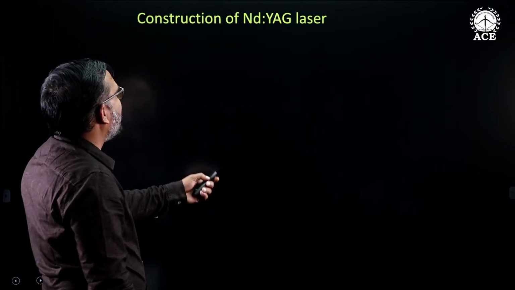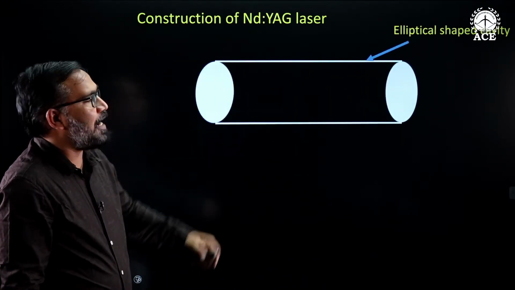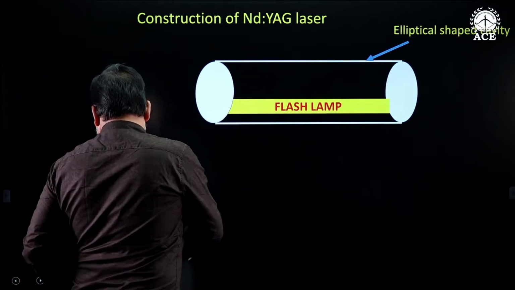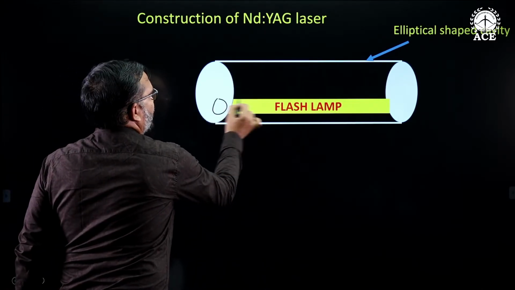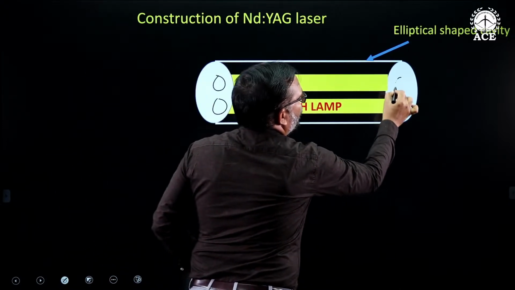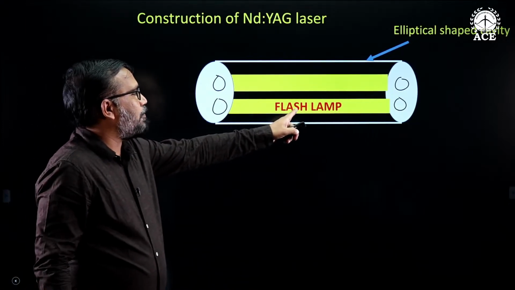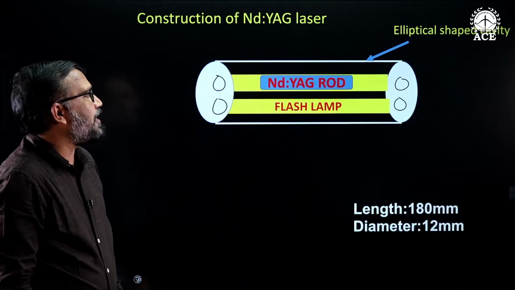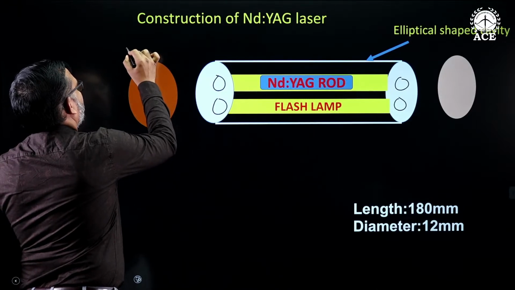See here, this is the animation that I have done. This is the elliptical shaped cavity. It has one focal length here and one more focal length here. I place a flash lamp in one focal length, and in the other focal length I am placing the NdYAG rod. Now here what we have is a mirror M1.